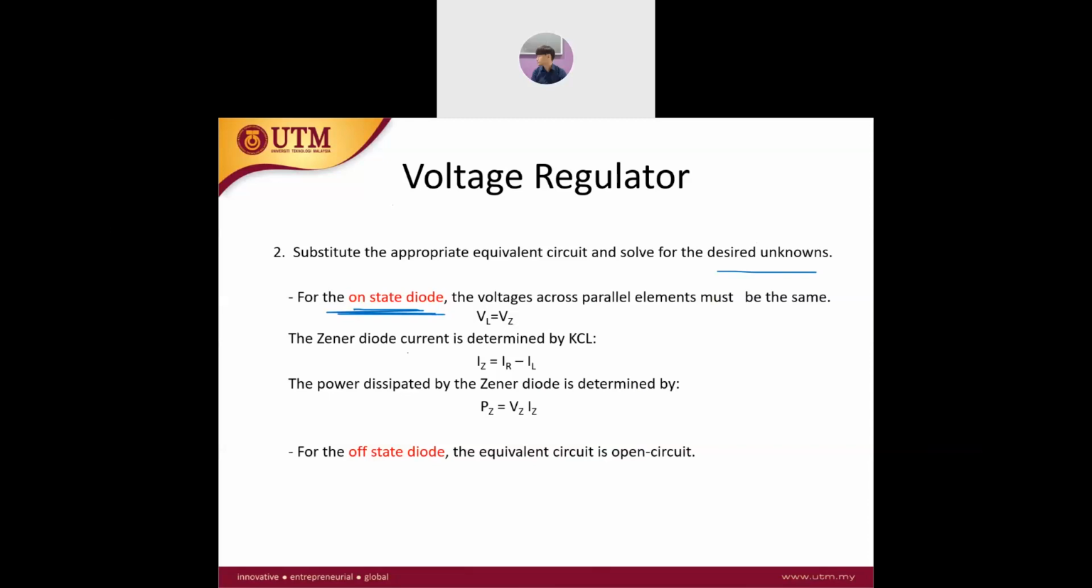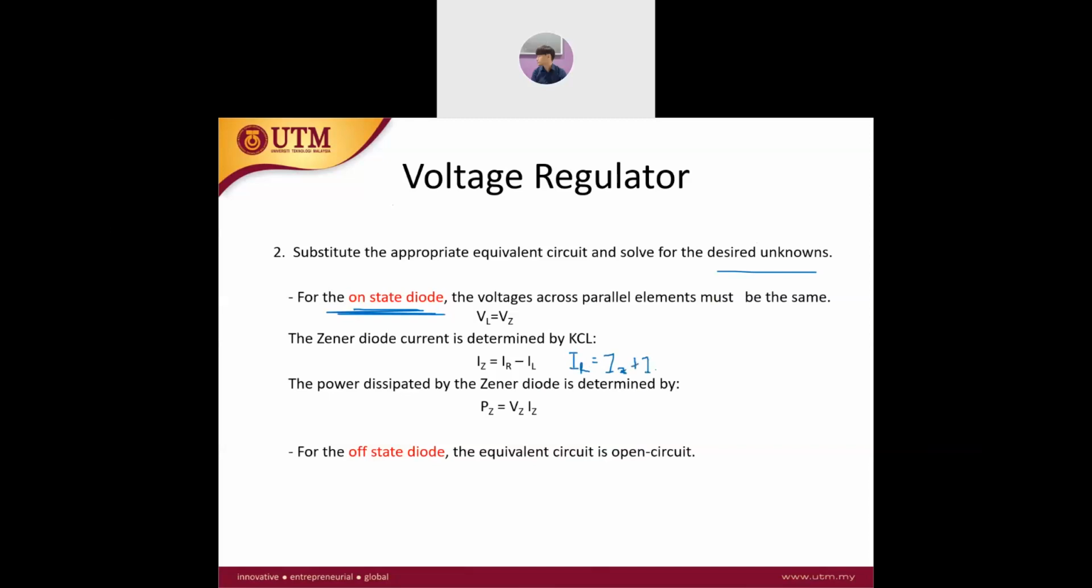The Zener current is determined by KCL, because if you see this, IR equals IZ plus IL. If we rearrange it so that we can understand what happened, IR is equal to IZ plus IL.